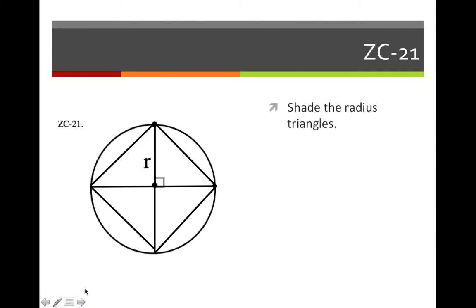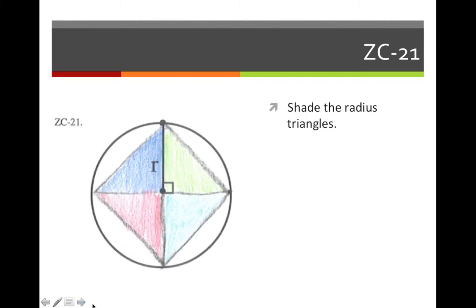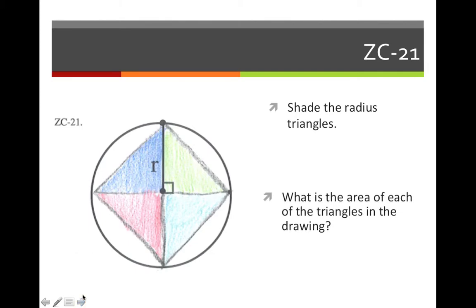What I would like you to do is pause the video and shade each of the radius triangles a different color. When you're ready, it should look something like this. Let's look at one individual triangle. Talk with your partner. What do you think the area of just this green triangle would be? Think about how we found the area of the radius square.